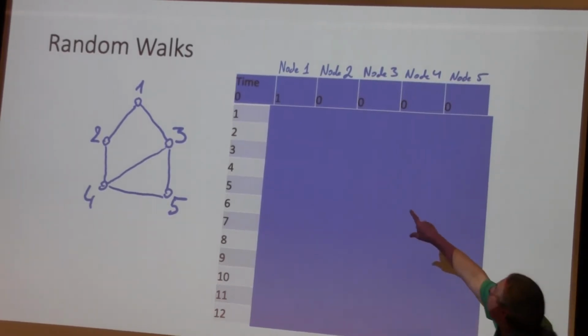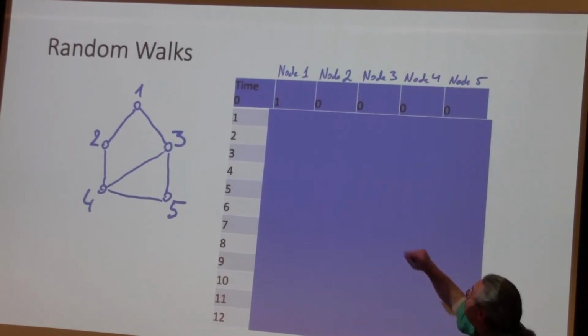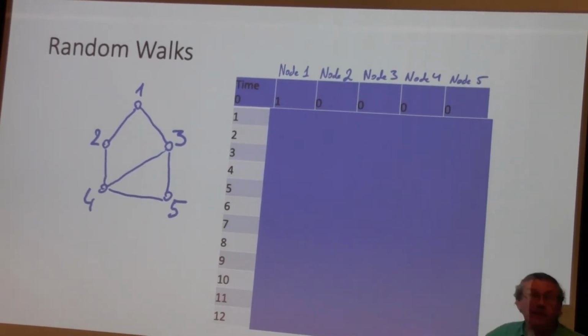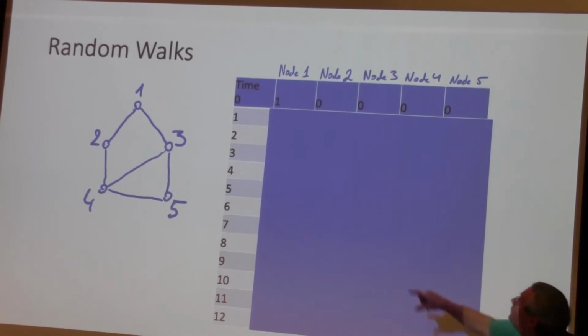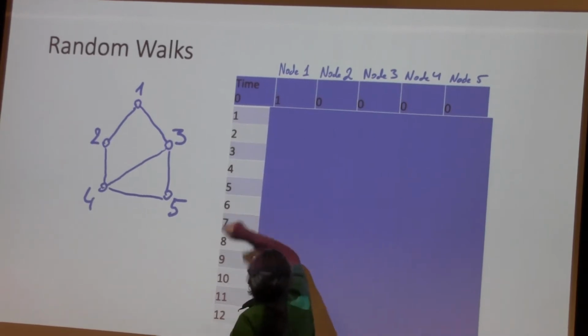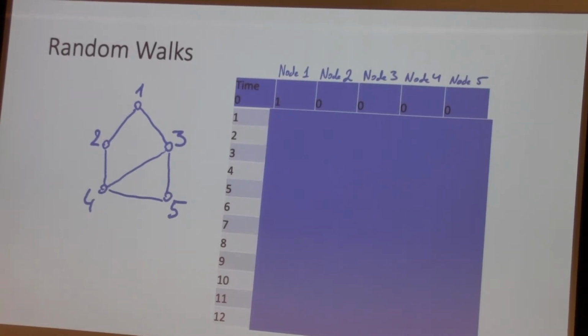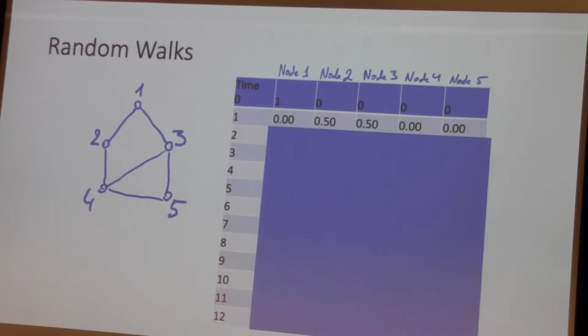So let's say now we have our 5 nodes, and let's say we have a probability of being in each node. Okay? Node 1, let's say at time 0, we're at node number 1. Probability 1, all the others are 0. And now we're going to do steps, one step after the other. So the first step, 1 is going to go to 2 and 3. So you have 50% chance to go to 2 and 3. The others are still 0.